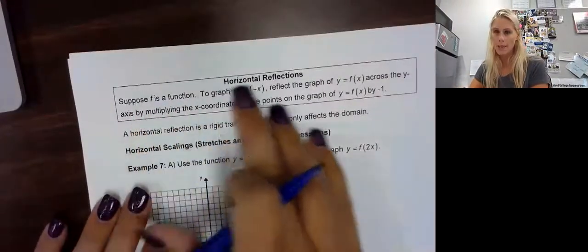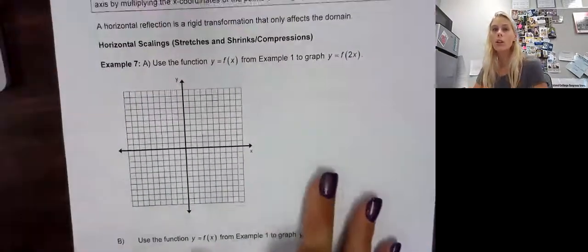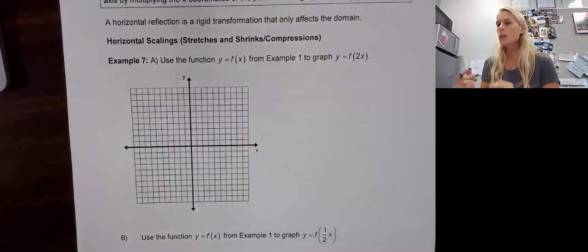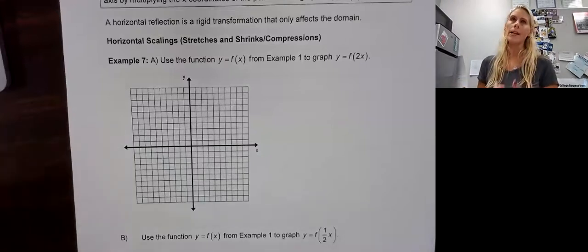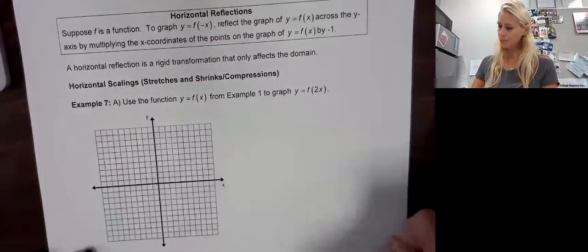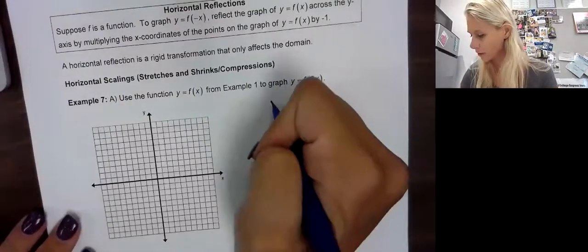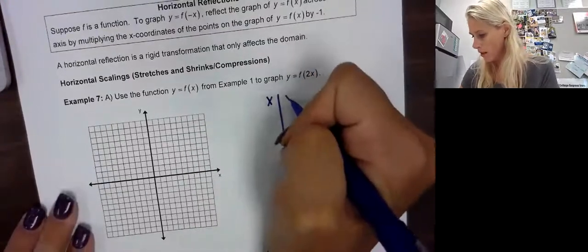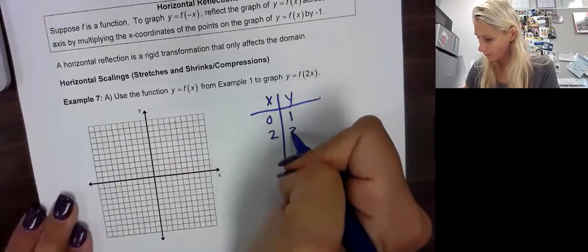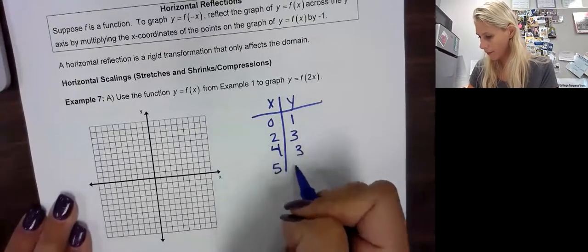Okay. And again, the mathematical setting of what happened. Now, as we did the vertical scalings, the stretches and shrinks, we're going to do the horizontal. Remember, the vertical was multiplying by a number other than 1 on the outside. So here, for horizontal, we're multiplying on the inside. Now we're still using the graph f of x. So let me write down that table. 0, 1, 2, 3, 4, 3, and 5, 5.